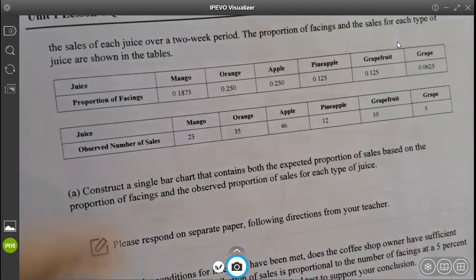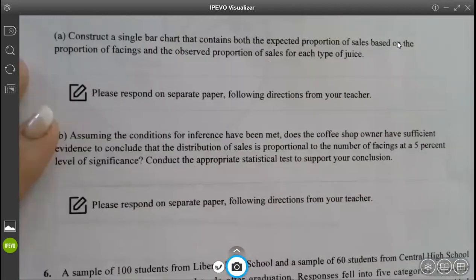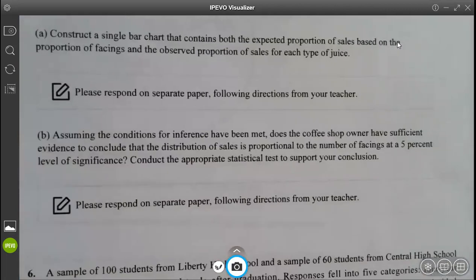So part B says, assuming the conditions for inference have been met, you still have to do everything else. You still have to write your hypotheses and everything else. Some of you did not do that, which is fine on this one, because this is the one we're learning from, right? So assuming the conditions for inference have been met, does the coffee shop owner have sufficient evidence to conclude the distribution of sales is proportional to the number of facings at a 5% level of significance? Construct the appropriate statistical test to support your conclusion.